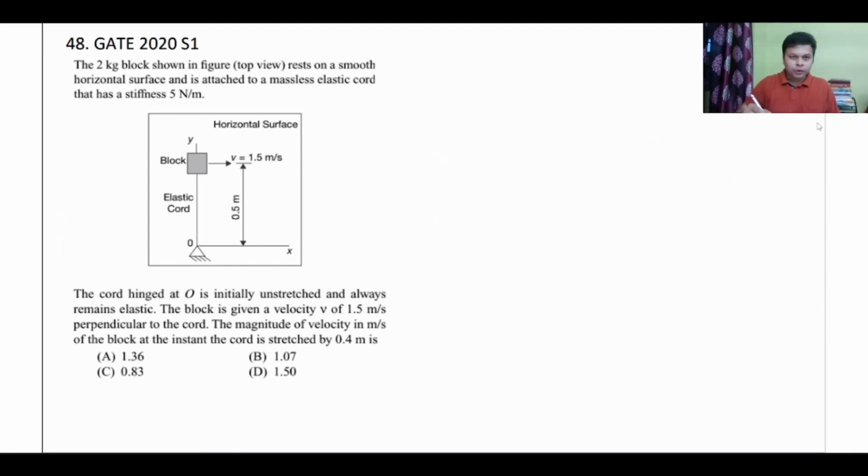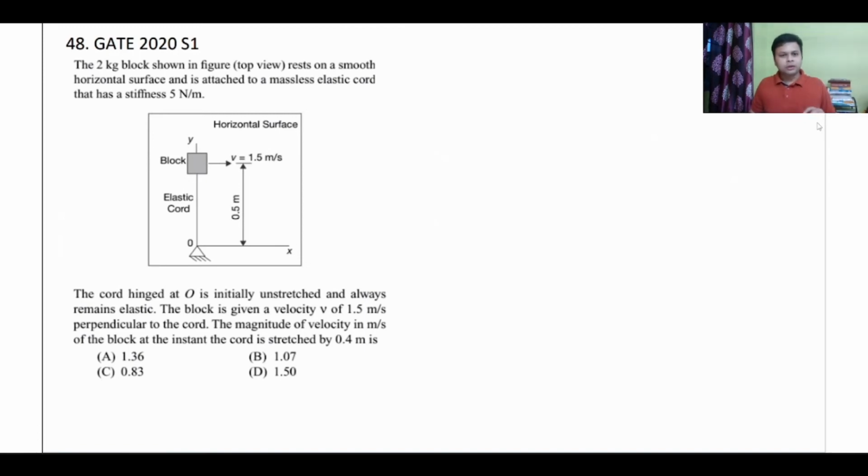A 2 kg block shown in the figure rests on a smooth horizontal surface and is attached to a massless elastic cord with a system stiffness of 5 Newton per meter. The cord, you can say elastic cord, is behaving like a spring. The only difference with the spring is that a spring can compress and will apply force. The cord cannot compress, right? The cord can only extend. So this is the only difference, right? The cord is hinged at O, initially unstressed, and always remains elastic.